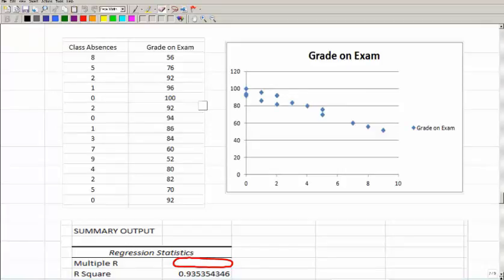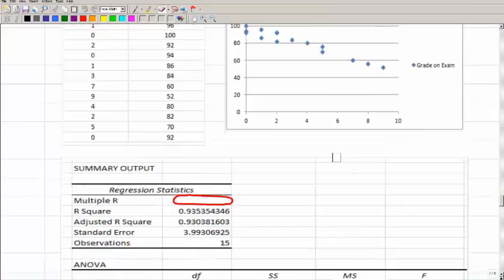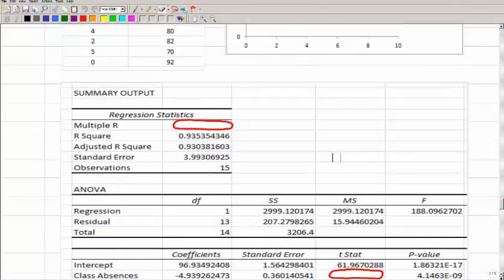So class absences is your X, and we're trying to see if the grade on the exam is dependent upon class absences. Now, I left the multiple R out here, the correlation coefficient. I did that on purpose.